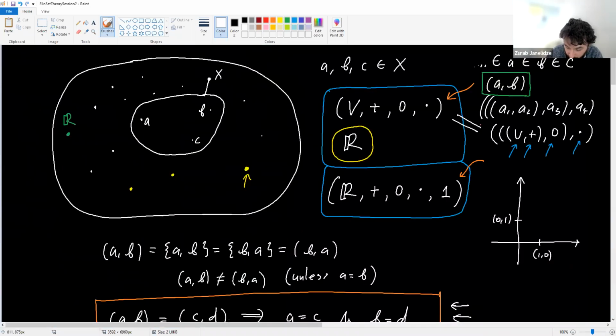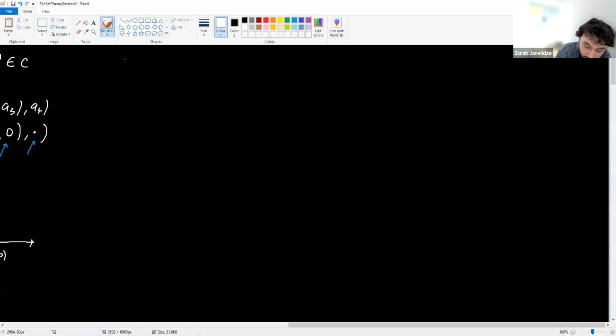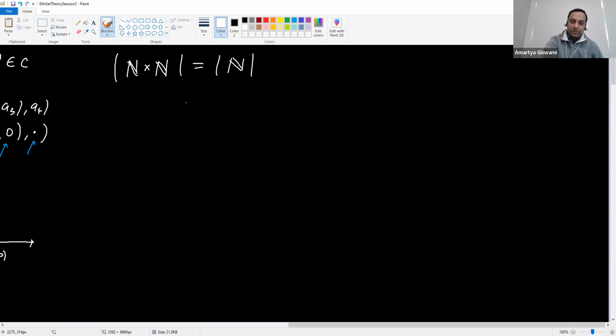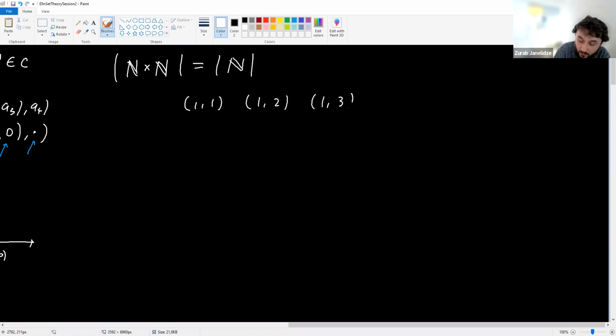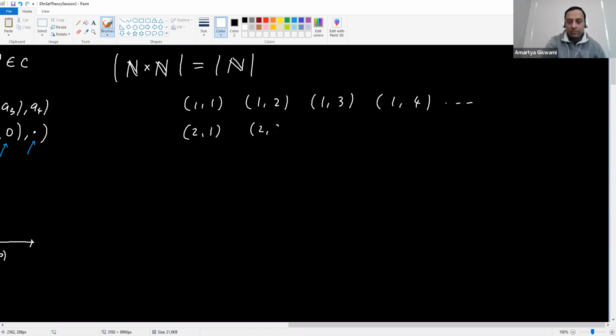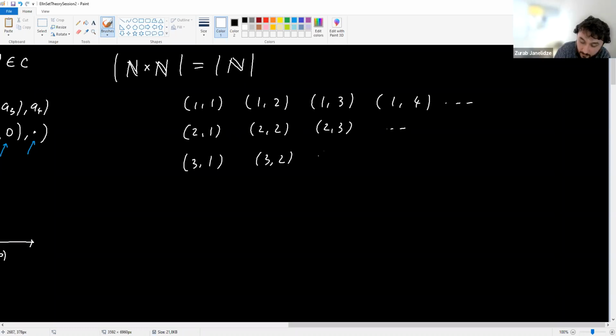So I'm going to slightly change the question. After knowing that N has the same size as Z, the question now becomes: why is it true that N has the same size as N cross N? And the way you argue about this is that you write out your ordered pairs in an infinite matrix. This is Cantor's argument. Then you establish a one-to-one correspondence with natural numbers.